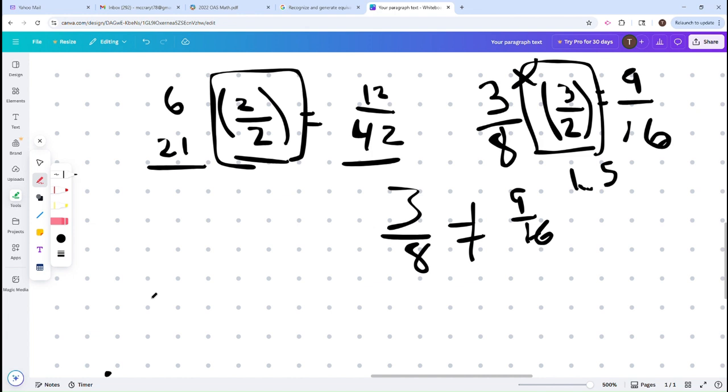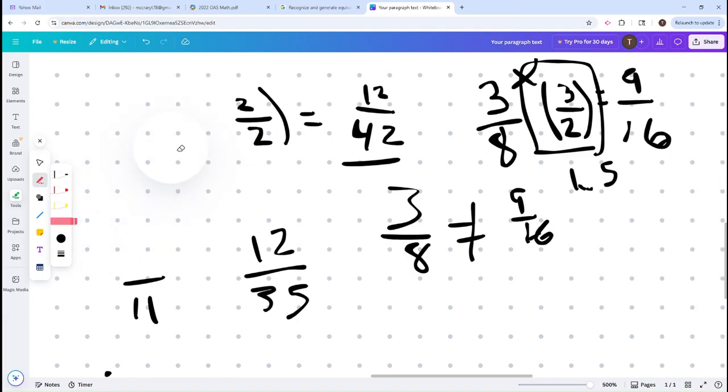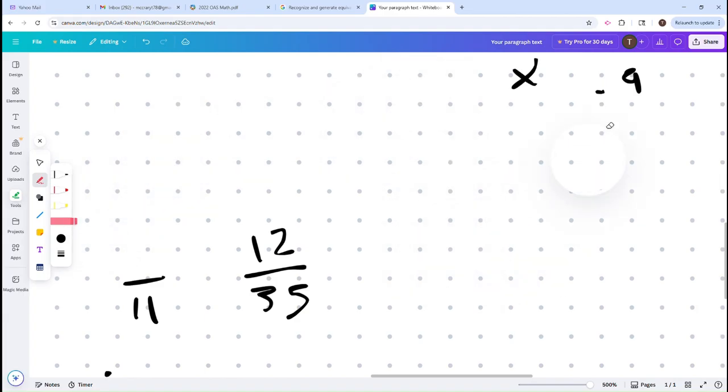But see if you can try this one. We're going to do 4 over 11. Is that equivalent to 12 over 35? I'm going to erase everything else while you work on it. Is 4 over 11 equal to 12 over 35?